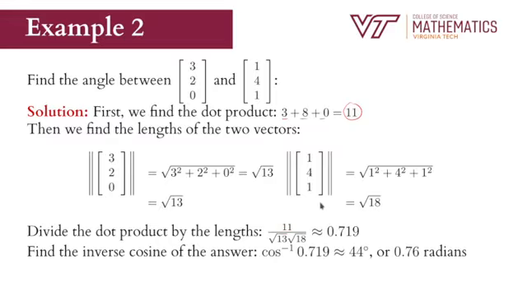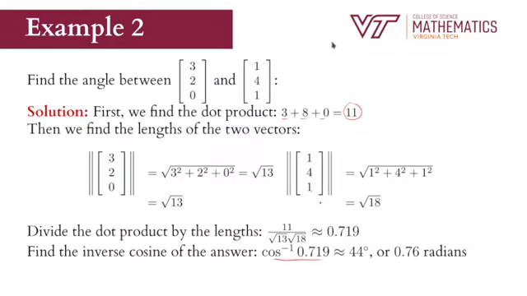And then our denominator is the magnitudes of the two individual vectors. 3 squared plus 2 squared plus 0 squared, times 1 squared plus 4 squared plus 1 squared, is the square root of 18. So when we divide that out, we get 0.719. And so the angle is the inverse cosine of this number, which is about 44 degrees.